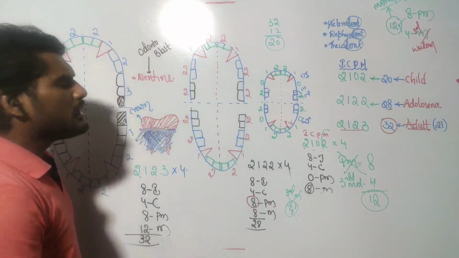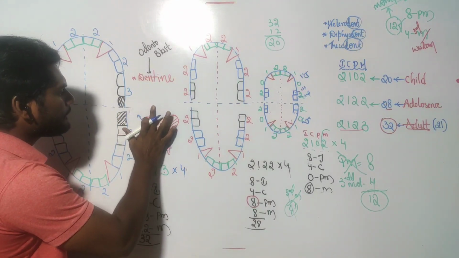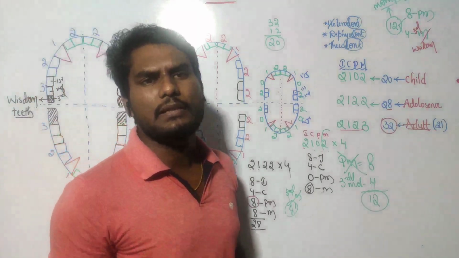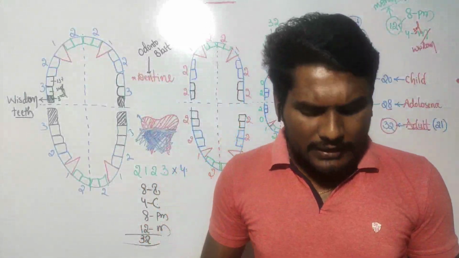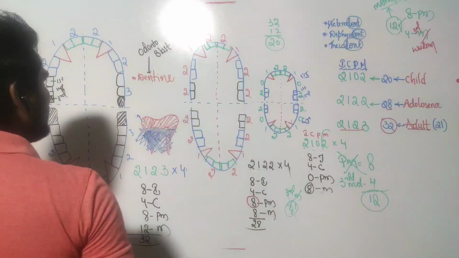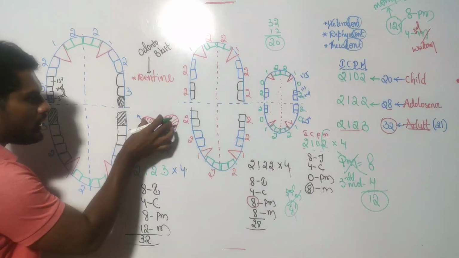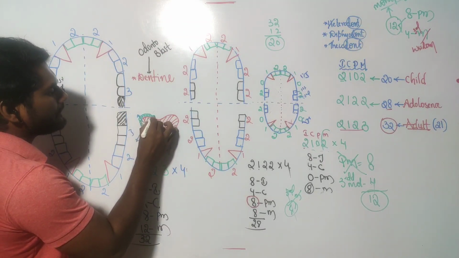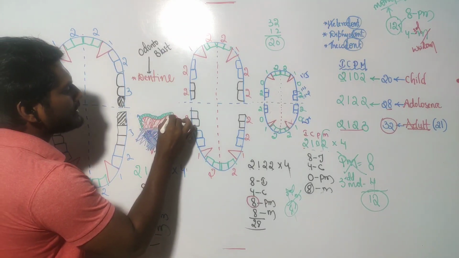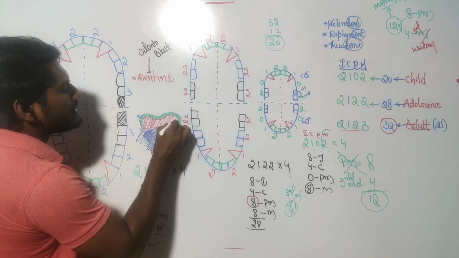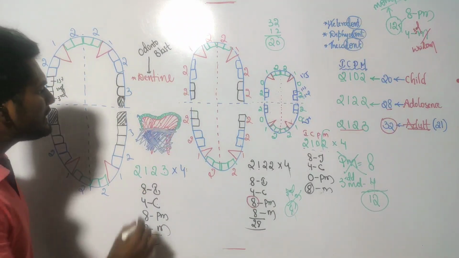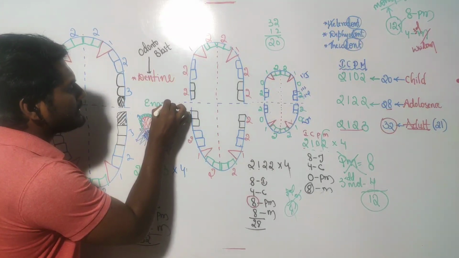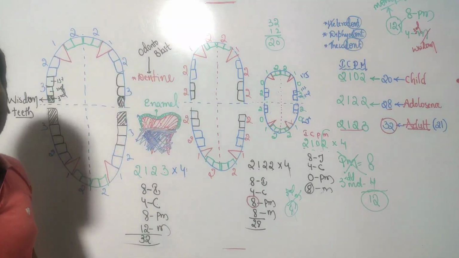C-R-O-W-N. Crown. This crown is covered with the hardest substance in the human being, which we call enamel. In this manner, enamel is covering the dentine. This is enamel, the hardest substance in the human being.